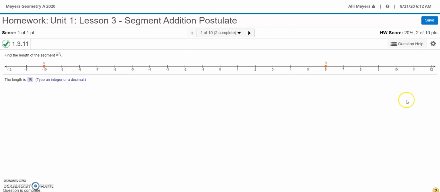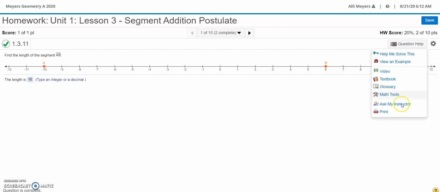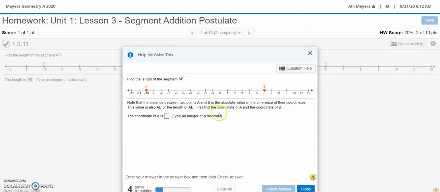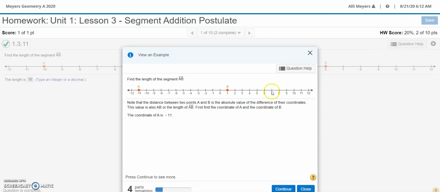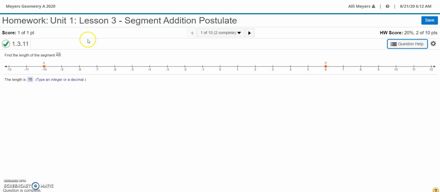Now, I want to point out that in MATHXL, there's this question help button at the top right, and know that there's some really helpful tools here. You can click help me solve this problem, and it'll give you some pointers and walk you through some stuff. There's also this view an example feature. It's going to show you an almost identical example and tell you how to do it. So know that if you're totally stuck and you can't ask someone, this is really nice. Okay, so take a look at that if you need it.